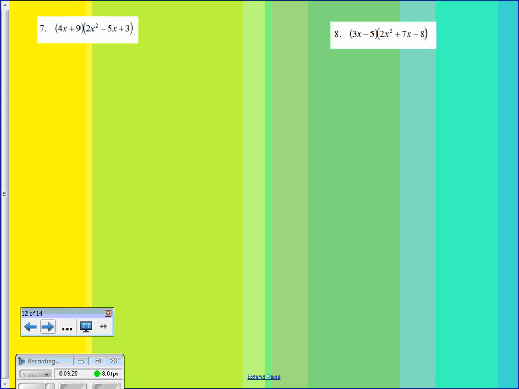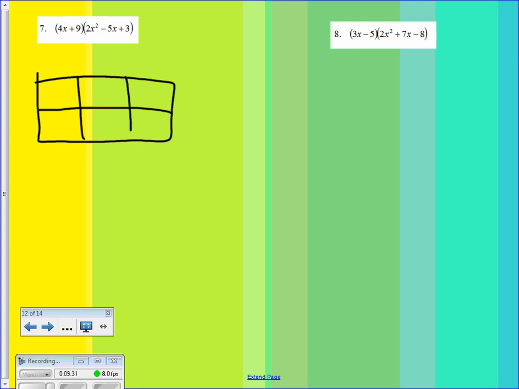Okay, so for this, what I'm actually going to do is instead of making a box that's 2 by 2, I'm going to make a box that's 2 by 3. So I'm going to put my binomial going down the side, and then I'm going to write my trinomial across the top. Trinomial, 3 terms, tricycle, 3. Now, it's the same thing as when I had 4 boxes. I'm going to multiply into each box.